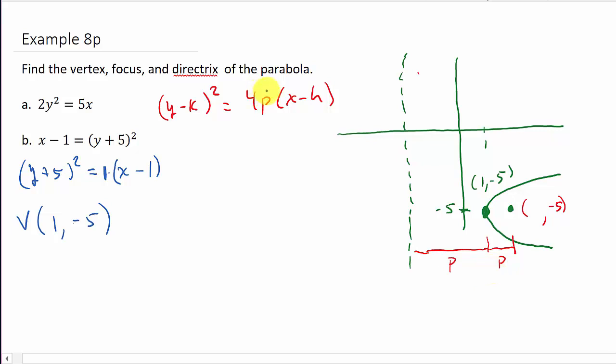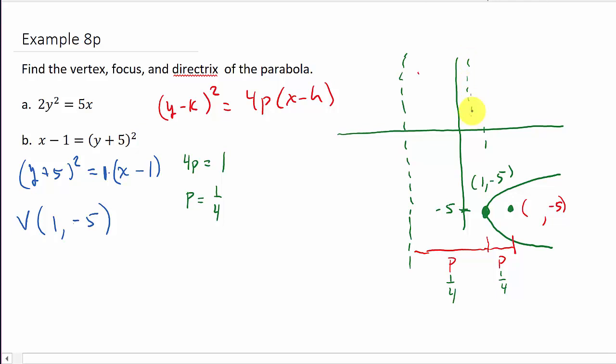Well, 4p is what's in front of the x minus h. See how I have the x minus h right here? So that tells me that 4p is equal to 1. So p is equal to 1/4. That means this distance here is 1/4 and this distance here is 1/4. Actually, this line should be right around in here somewhere.